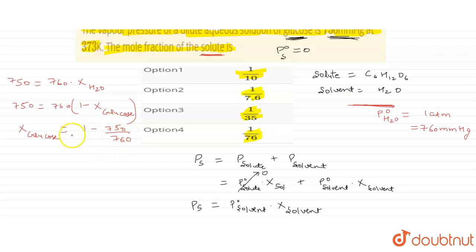This is the basic mole fraction of glucose we get by just arranging these. So it will be 76 minus 75 by 76. So X glucose, that is the mole fraction of glucose, or we can say the mole fraction of solute, will be 1 by 76. This is the mole fraction of solute. So our fourth option is the correct option for this question.